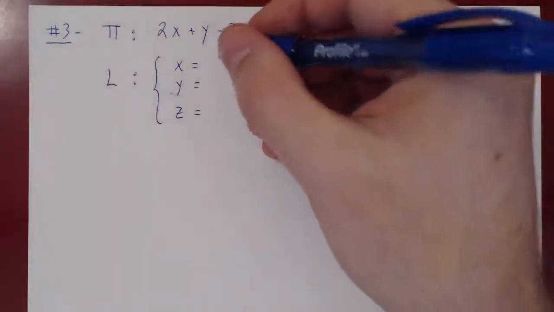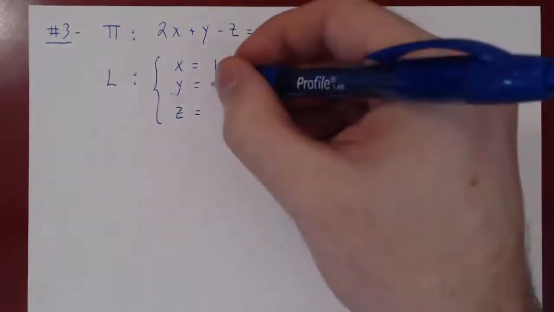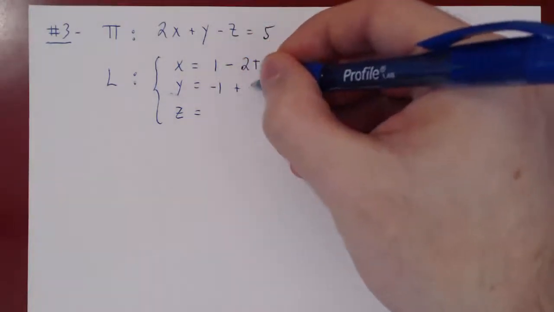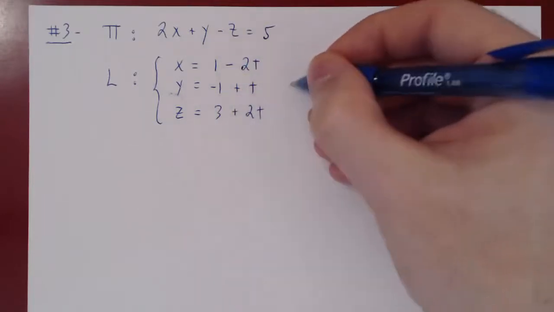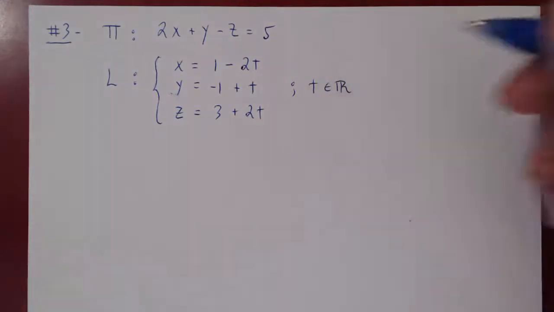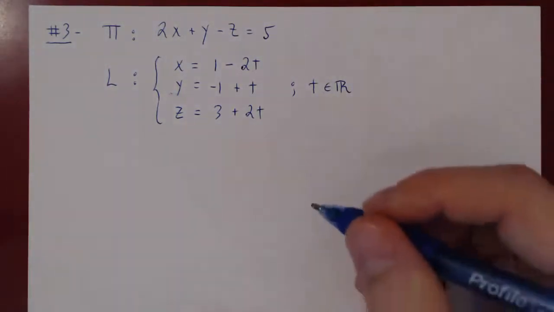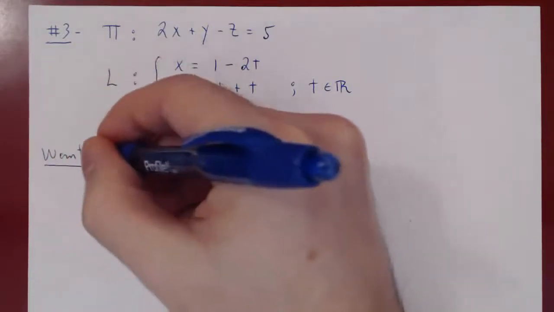So we'll say the line is given by x = 1 - 2t, y = -1 + t, and z = 3 + 2t. And again, t ranges over all possible real numbers. And we are going to ask for the intersection between pi and L.